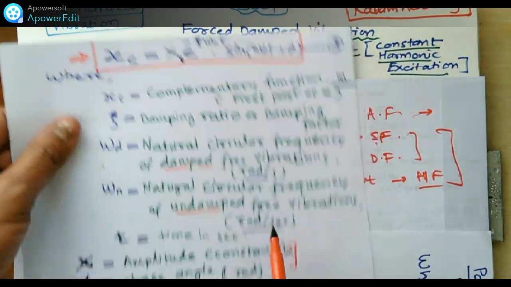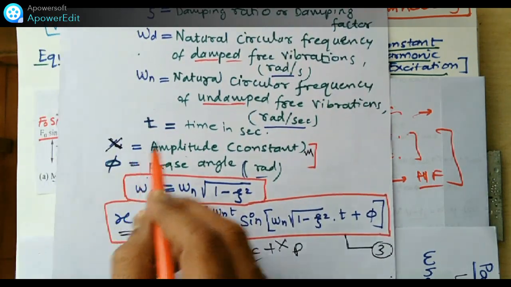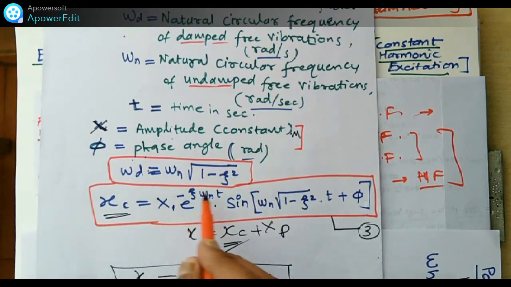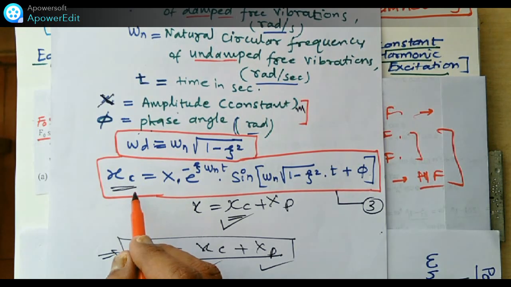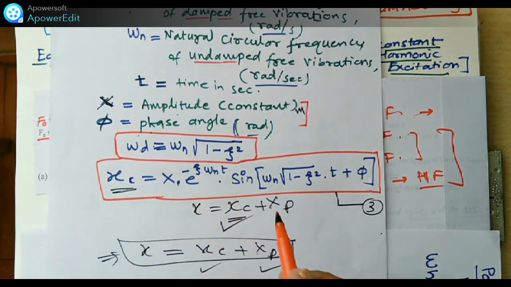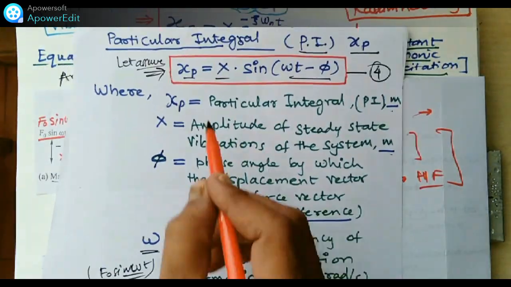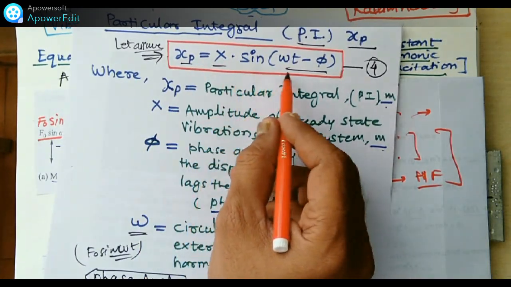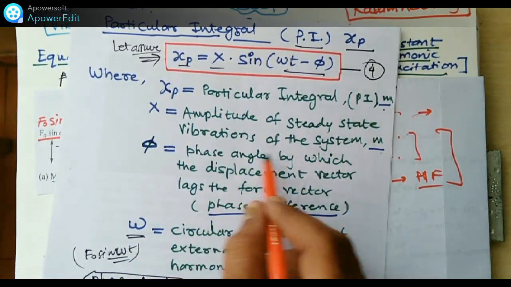Now, omega n t: natural frequency times time, and x is what? This capital X in this equation is the amplitude, with a constant phase angle. The relationship with omega d was put here in this equation, and the remaining part is xc, the complementary solution, written here. Friends, we already derived this earlier. Similarly, the particular integral equation was written here: xp is equal to X sine of omega t minus phi.